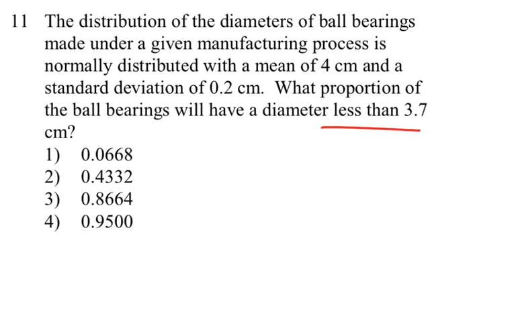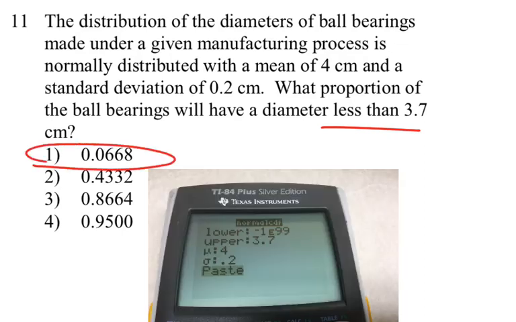All right, number 11. In the case of number 11, what you should have done was just plug this one into the calculator, normal CDF. So that's what I have done here, actually. Let me show you. Upper is 3.7, the mean is 4, and then standard deviation was 0.2, and then paste them. Then you get 0.0668 as your answer.